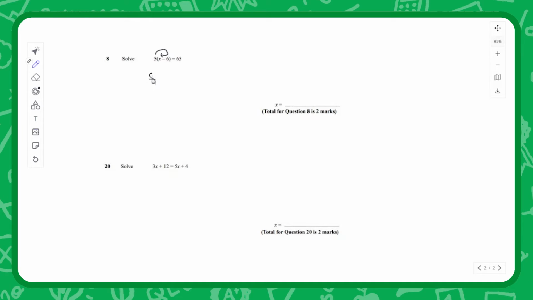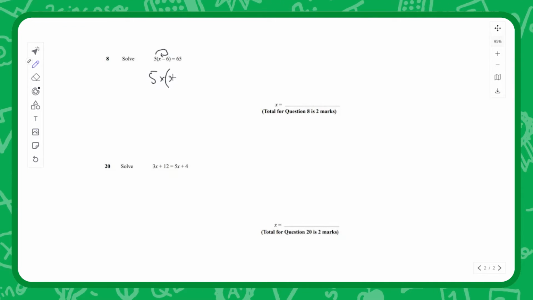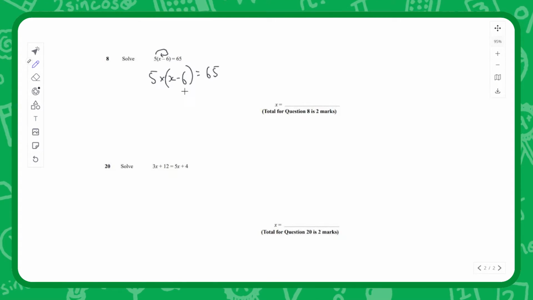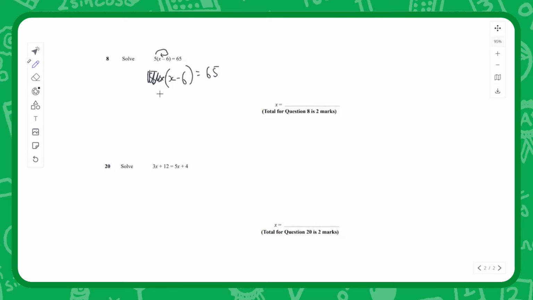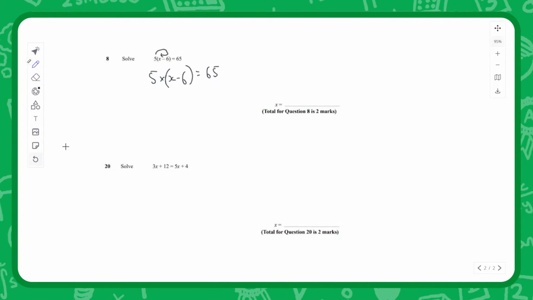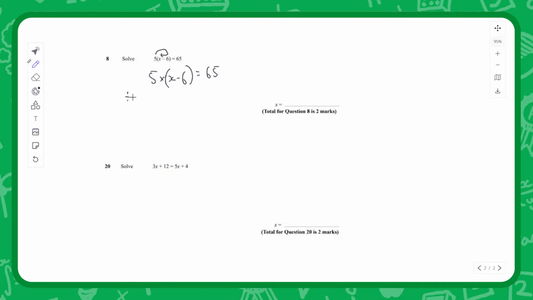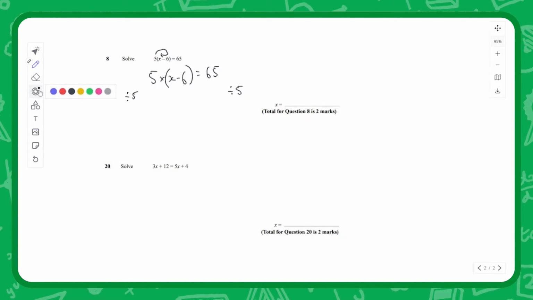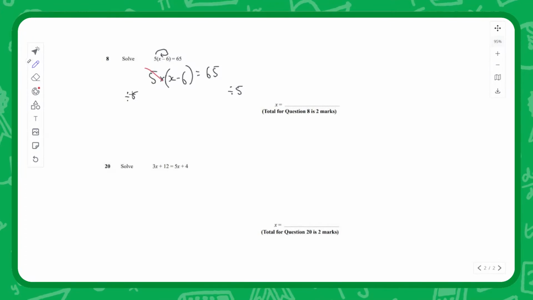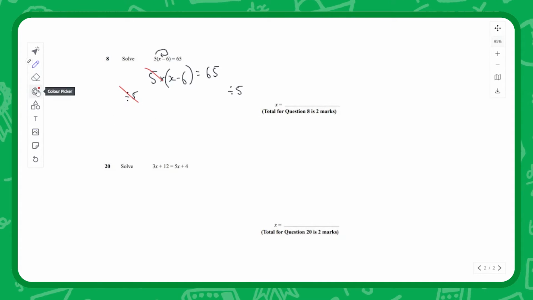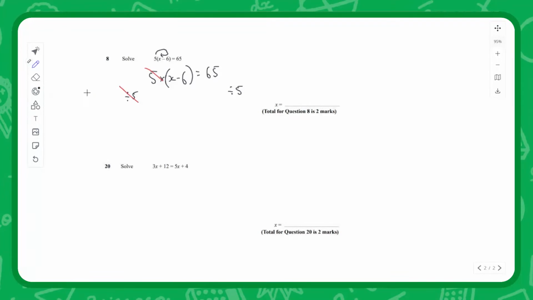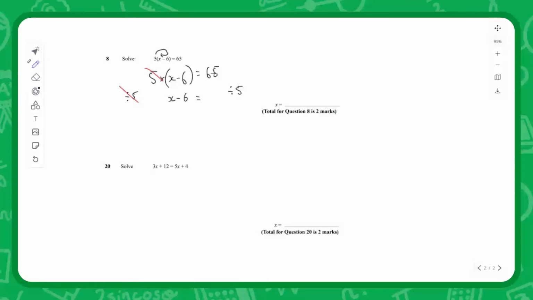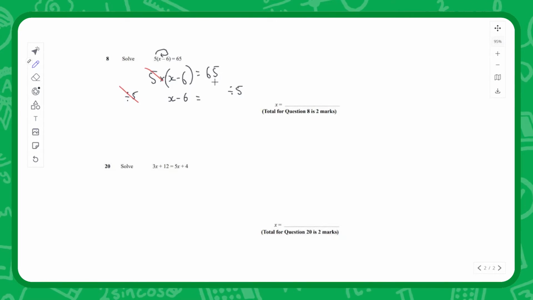Well, if I write this out slightly bigger, we're doing 5 times x minus 6 equals 65. And if I want to get rid of this 5 times here, well, what's the opposite of timesing by 5? The opposite of timesing by 5 is dividing by 5. And I do the same thing to both sides because of that rule that we just covered. And the whole reason I do that, right, is to cancel out that timesing by 5. So what I'm left with on the left-hand side is going to be x minus 6. On the right-hand side, I've got to do 65 divided by 5. Well, that's going to give me 13.